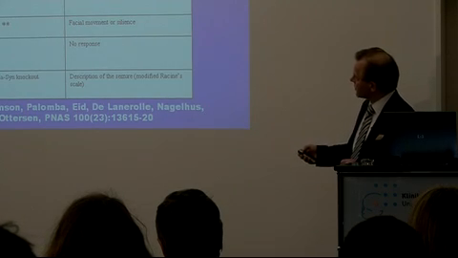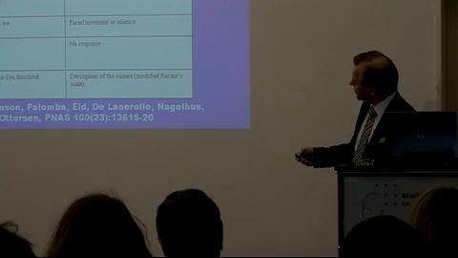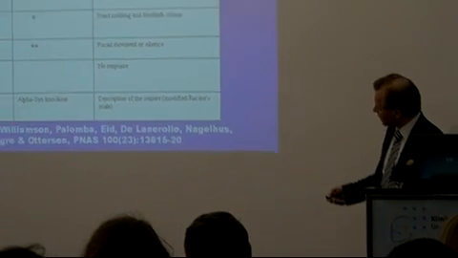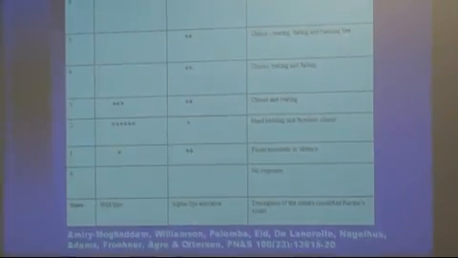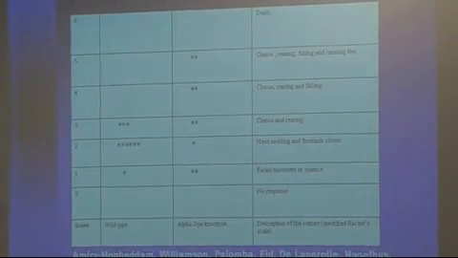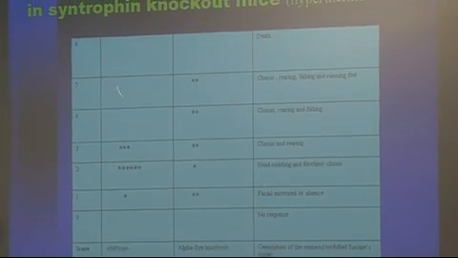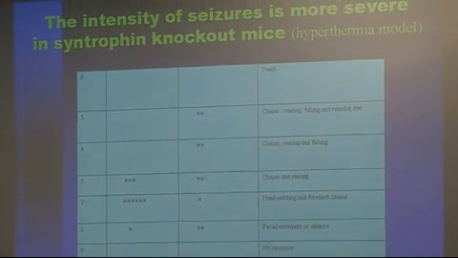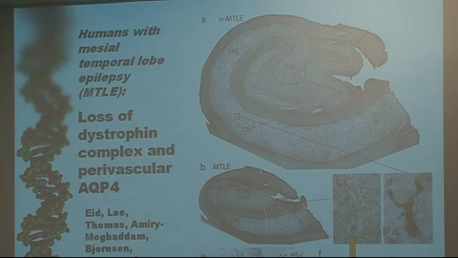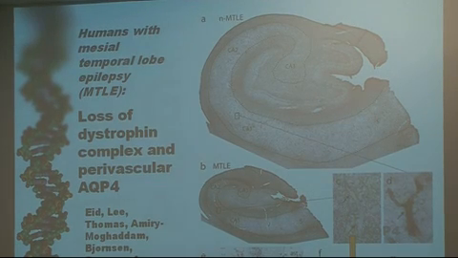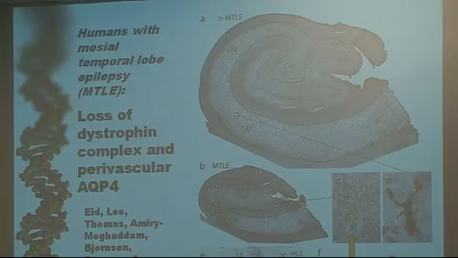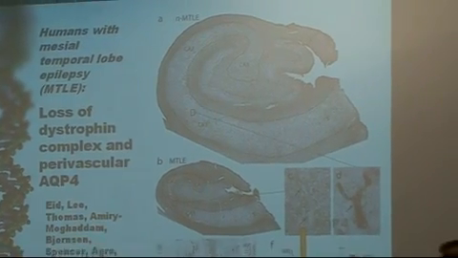And in this very simple experiment, we could then show that indeed mice that have been subjected to an alpha-syntrophin knockout and thus lack perivascular aquaporin 4, they go into more severe seizures than the wild-type counterparts. And we were motivated by these studies to look at tissue surgically removed from patients with temporal lobe epilepsy.